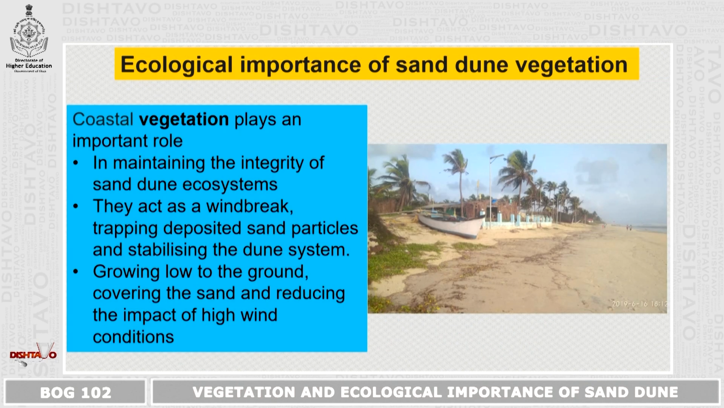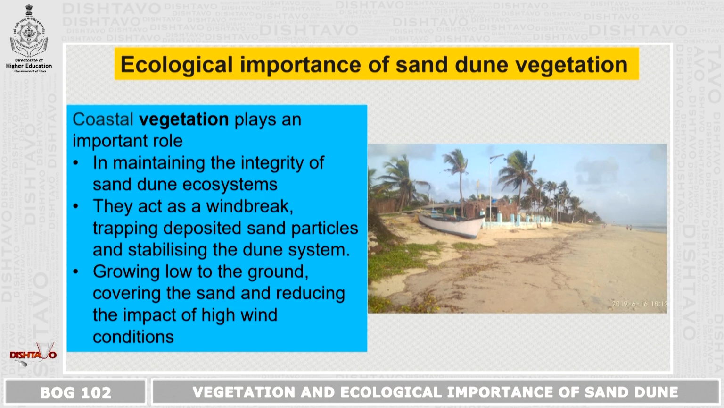So why is it important? Ecologically, the sand dune vegetation is very, very important, and it plays a very important role in maintaining the integrity of the sand dune ecosystems, as it holds the sand together. The adaptation that the sand dune vegetation has is strong roots. The roots hold the sand particles from drifting away. It stops the erosion. They also act as windbreak, and it traps the deposited sand particles together, and thus the stabilizing of the sand dune takes place.